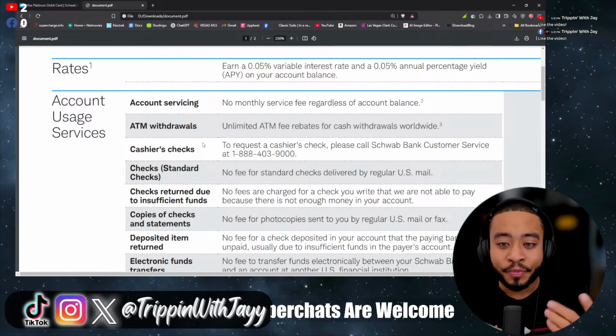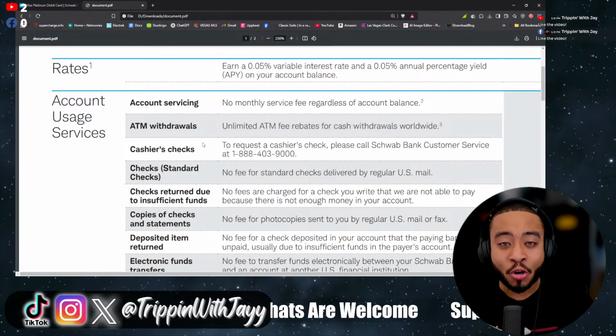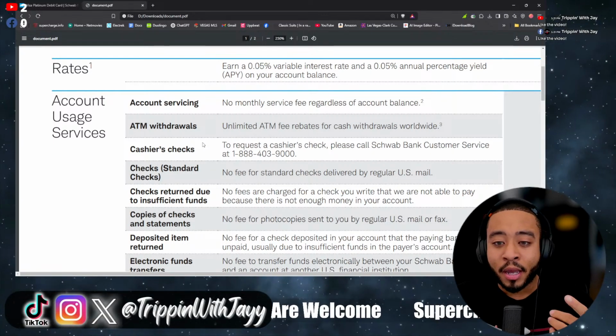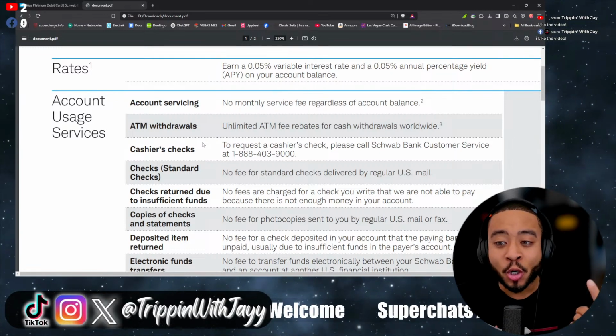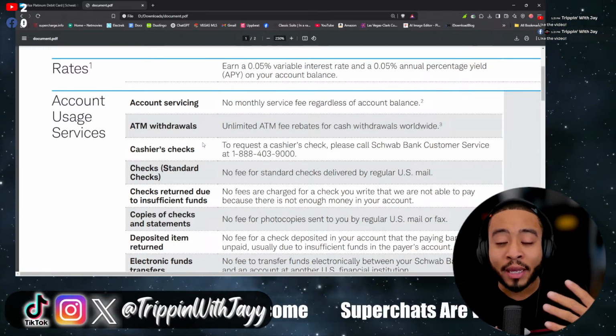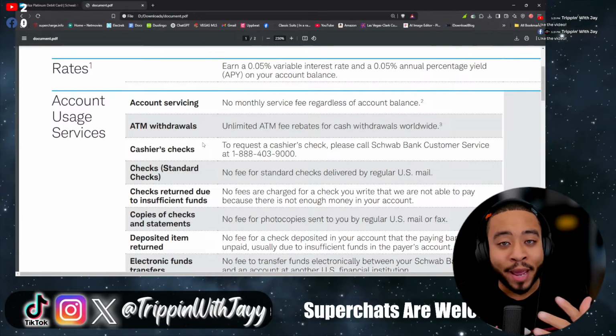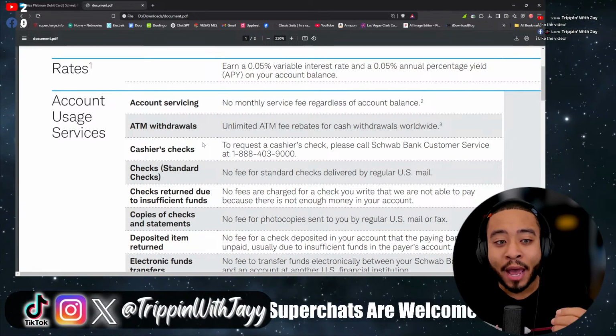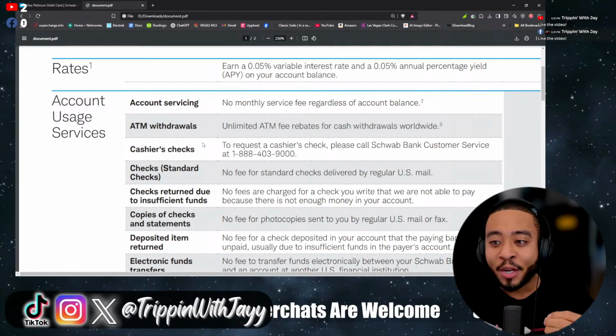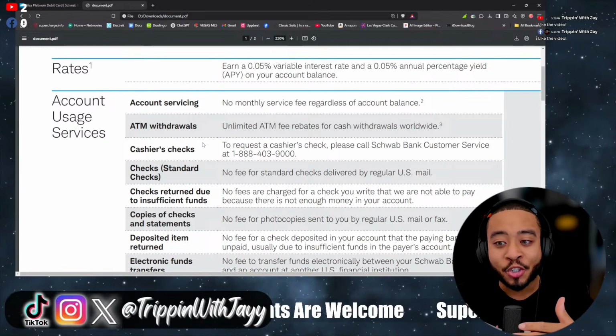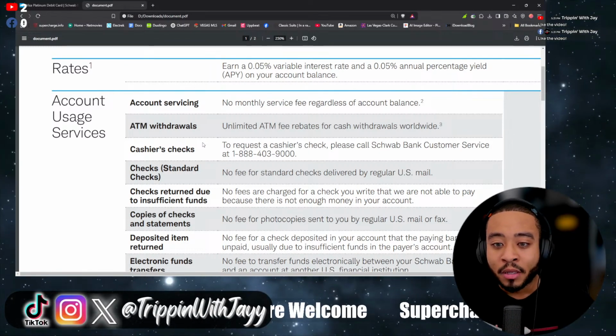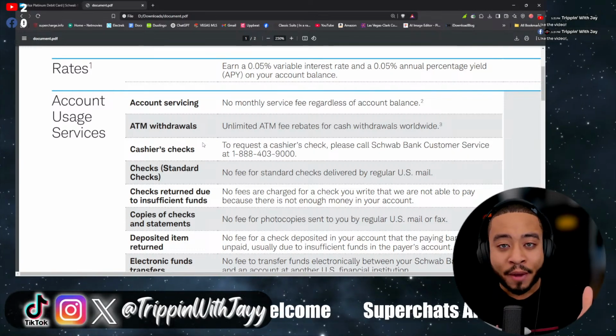So first of all, when you sign up for the Charles Schwab Platinum Debit Card, there is no monthly service fee, regardless of your account balance. There are banks out there that require you to have a specific amount of money in your account in order to not charge you a monthly fee. And with Charles Schwab, you don't have to worry about that.